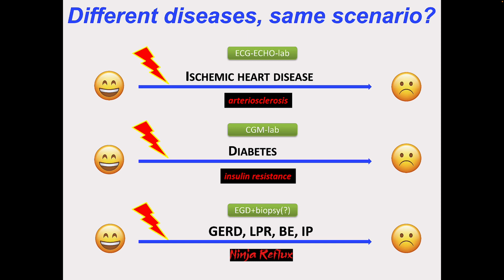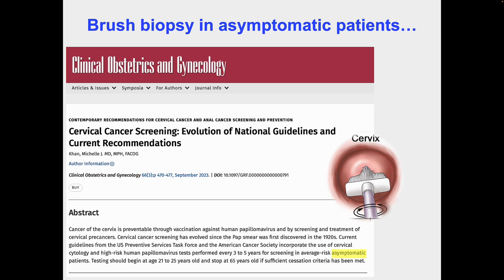So what about this? Does it ring a bell to you? We are dealing with different diseases, but with the same scenario. Ischemic heart disease, diabetes mellitus, and GERD are all chronic and progressive diseases, but quite often with a silent course of illness. Cardiologists and endocrinologists have non-invasive tests like ECG tracing, echo, lab tests, CGMs, etc. So the bottom line is how to spot the problem and act early. Even gynecologists screen asymptomatic patients with brush biopsy.